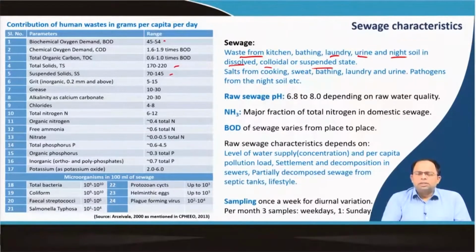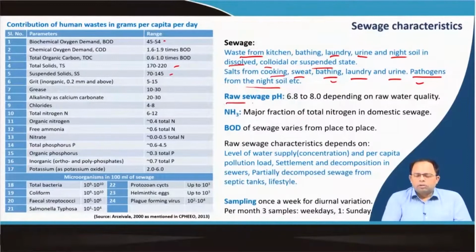In addition to this, there are also different kinds of salts, which mainly come from cooking, human sweat, bathing, laundry, and also from urine. And in addition to that, sewage also includes pathogens from night soil. So that means we have to make provision for treatment of pathogens. We have to make provision so that some of these salts are removed, and we also have to make provisions so that the basic dissolved, colloidal and suspended waste is removed from the sewage.